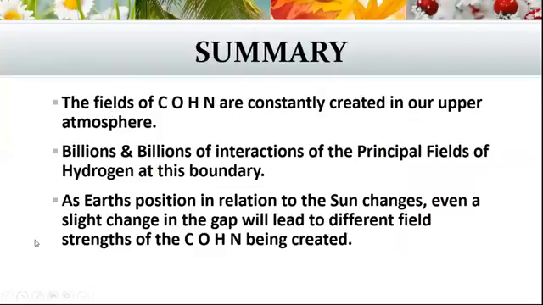Now, these fields of carbon, oxygen, hydrogen, and nitrogen are constantly created in our upper atmosphere. There are billions and billions of interactions of the principal fields of hydrogen at this boundary. And as the Earth's position in relation to the Sun changes, even a slight change in that gap will lead to different field strengths of the carbon, oxygen, hydrogen, and nitrogen being created at this boundary.